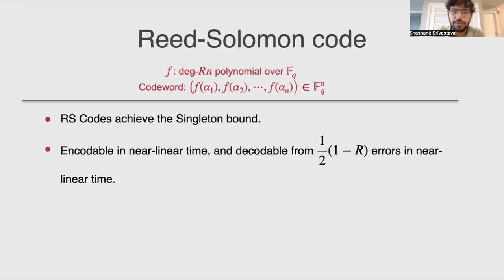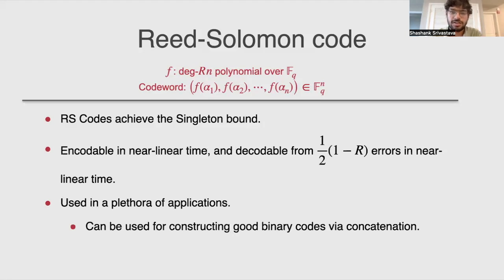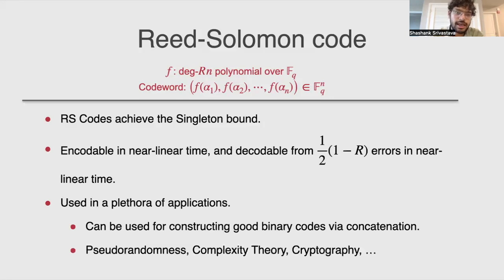These are also encodable in near linear time and also decodable from the unique decoding radius, this half times 1 minus R threshold, in near linear time. Reed-Solomon codes are used all over the place in many practical applications. They can also be used for constructing good binary codes via a standard method called concatenation of codes. And they also have a lot of theoretical applications. Reed-Solomon codes play an important role in fields such as pseudo-randomness, complexity theory, cryptography. So Reed-Solomon codes are very well studied.